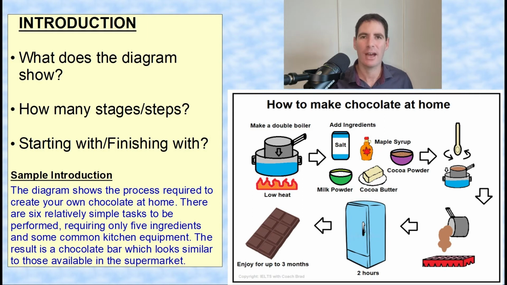How many stages are in the process? There are 2 stages in the process. There are 10 stages in the process. And you might also need to say what the process starts with and finishes with. In this example, the process starts with just 5 simple ingredients and finishes with a block of chocolate that looks very similar to the type that you buy at the supermarket.